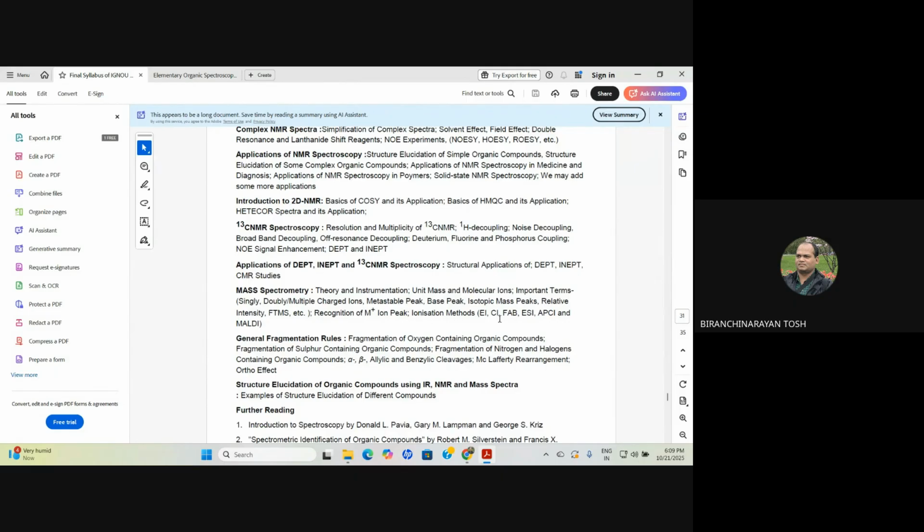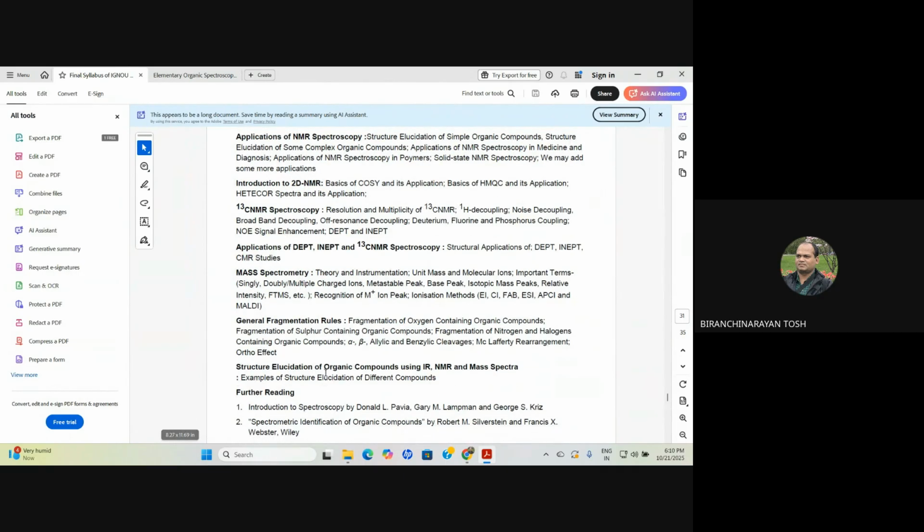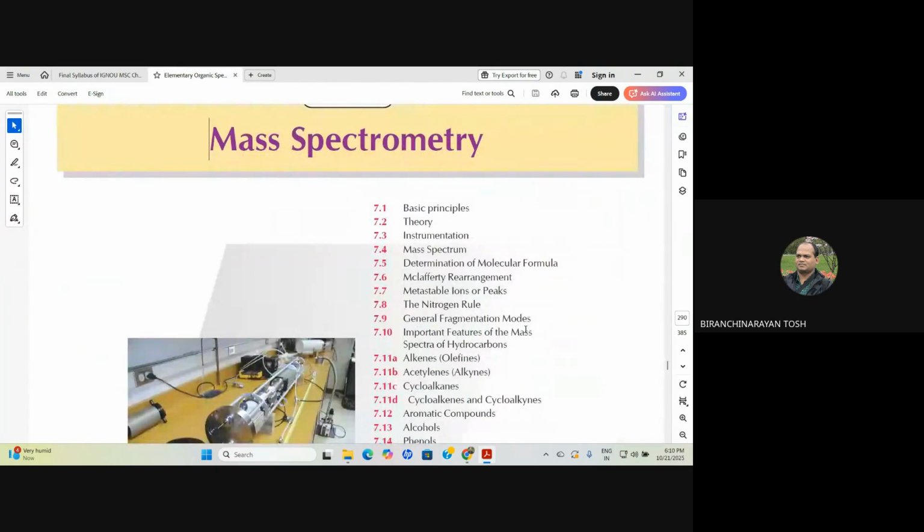Ionization method. What are the different ionization methods? Then the general fragmentation rule. Last we'll discuss the structural elucidation of compounds containing IR, NMR and mass spectra. Examples of structural elucidation. Okay.